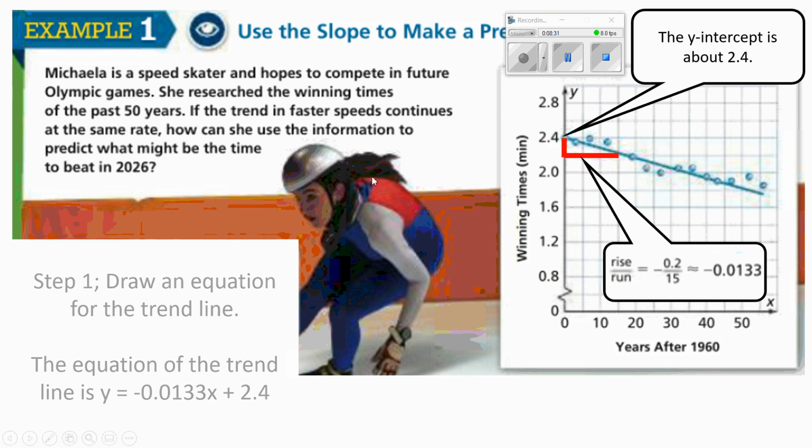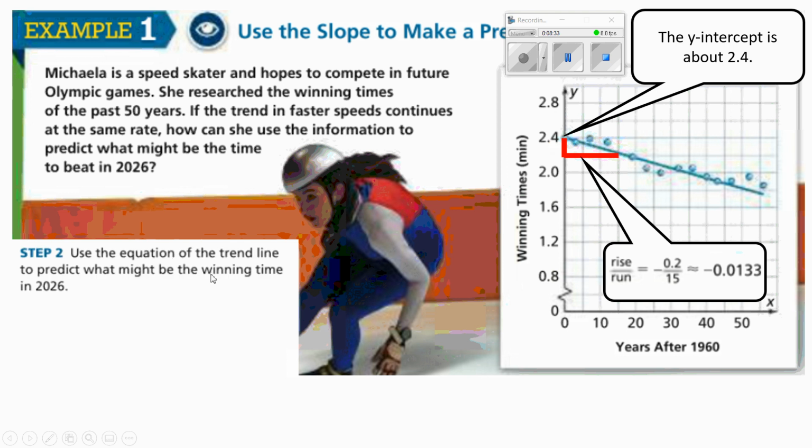Next, we're going to use the equation of the trend line to predict what might be the winning time in 2026. All right, remember, right now, we're looking for 2026. We have data all the way from 1960. So I'm going to take 2026 and subtract 1960 from it. That gives me 66 years.